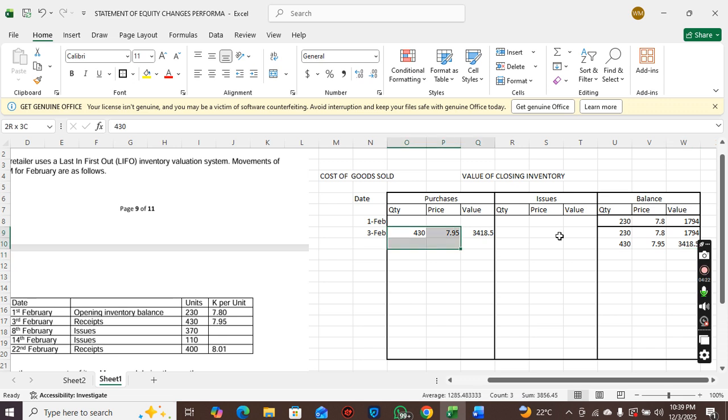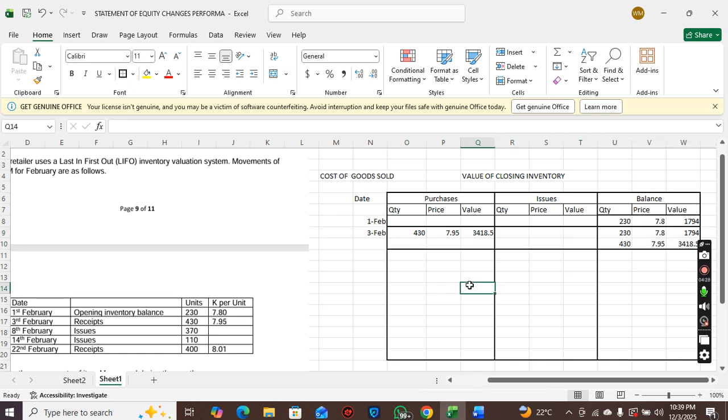Colleagues, just remember, each time a purchase or an issue is done, that's where you separate the units, like how I've separated here. There's the opening inventory and there's the new batch that has come in. Any questions before I move further? Next transaction, 8th February, we issued out units.